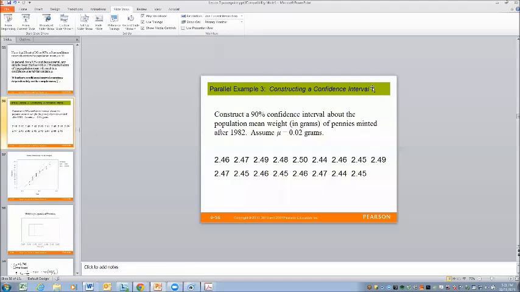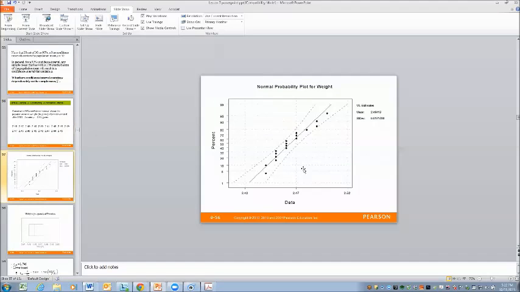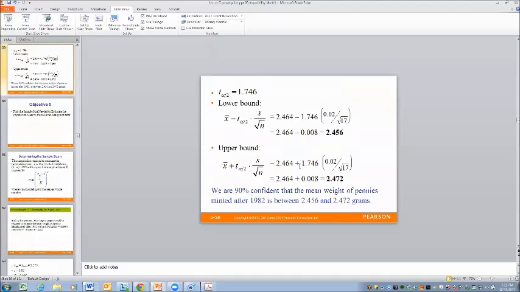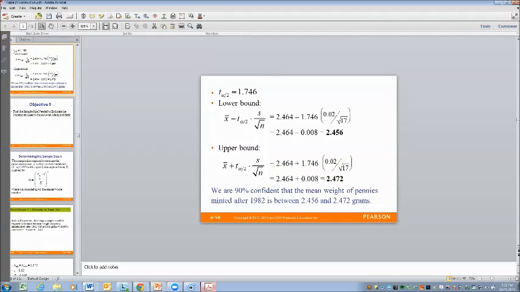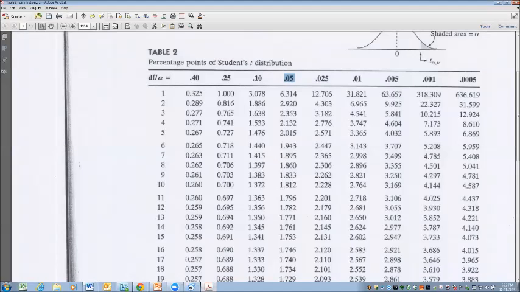Okay, so let's say we're going to find a 90% confidence interval for the true mean of the weight of pennies using our sample of size 17. If we do that, then we can come up with a t-value of 1.746. Where does that come from? Well, I'm going to go to my t-table. There were 17 values in my sample, so that means there are 16 degrees of freedom. So I'm going to go to my 16 row.